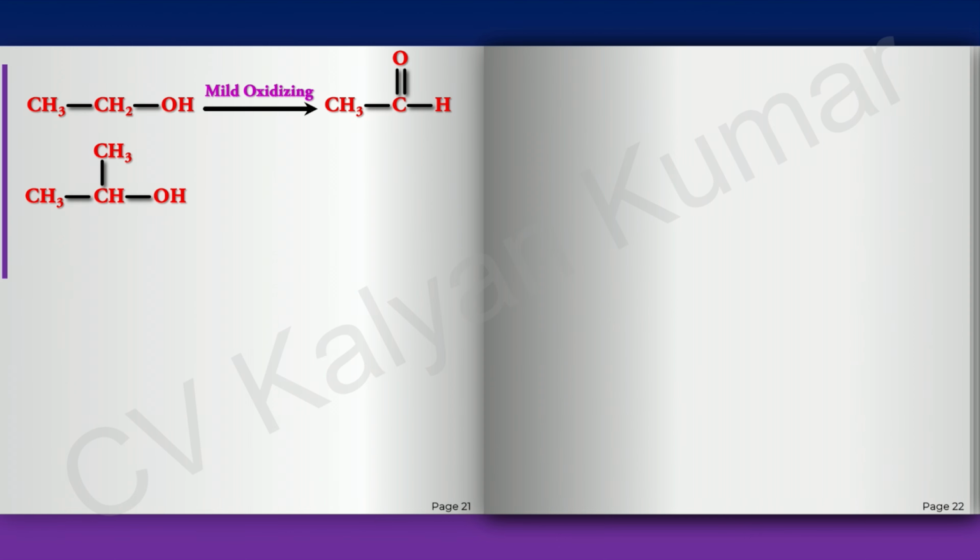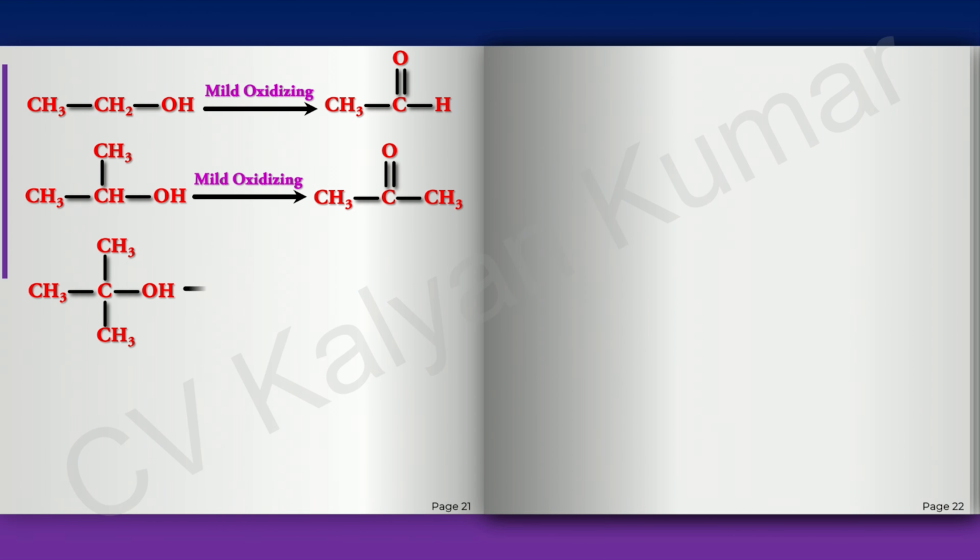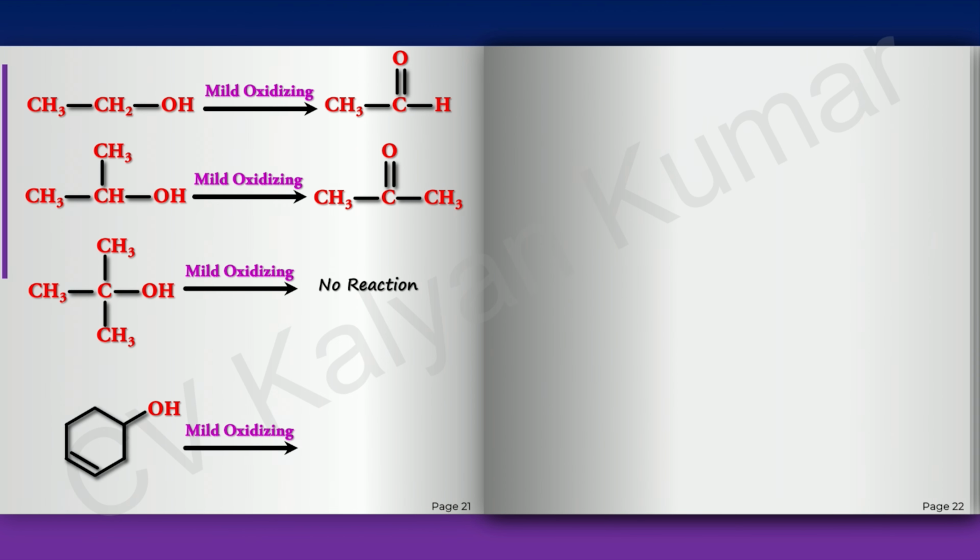So secondary alcohol with mild will give you ketone. Tertiary, mild, nothing. And mild oxidizing agents won't even oxidize a carbon-carbon double bond. So what do you think will happen to this? Pause the video.